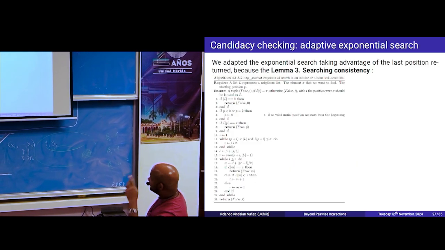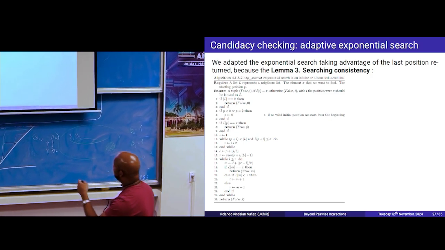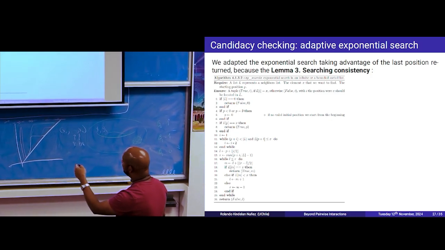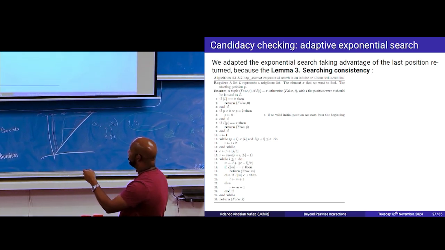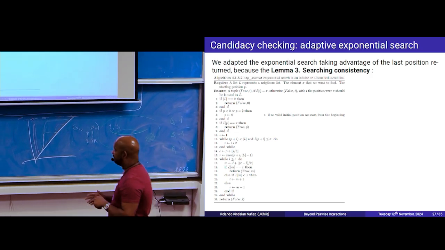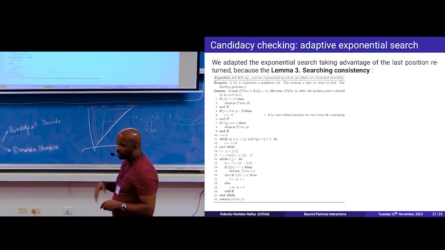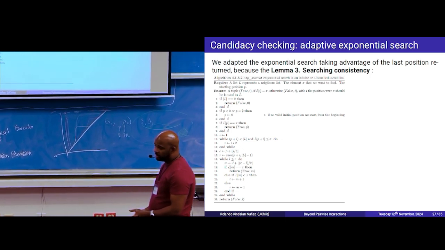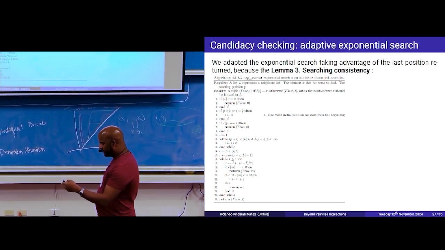So this is the exponential search algorithm, a modification of the original one. Basically, what we modify is that we return a Boolean variable telling if the element is present or not, and the next element is the position where that element should be if it were present in the list.